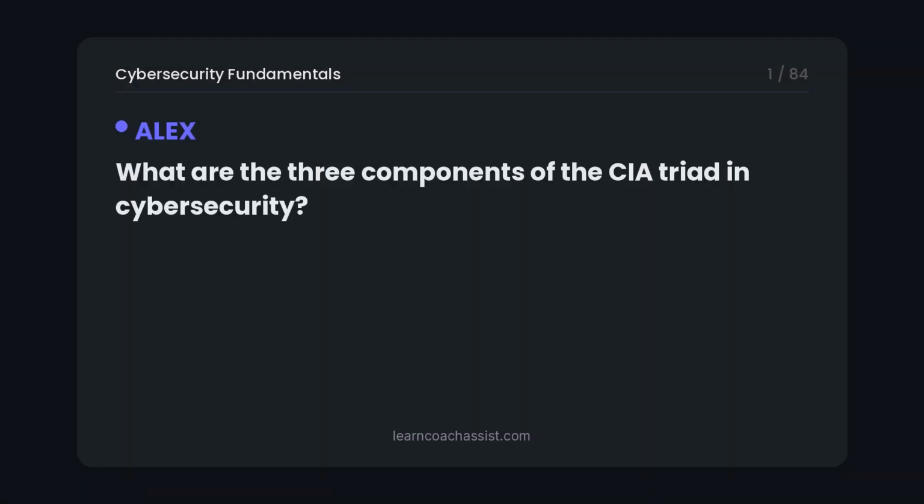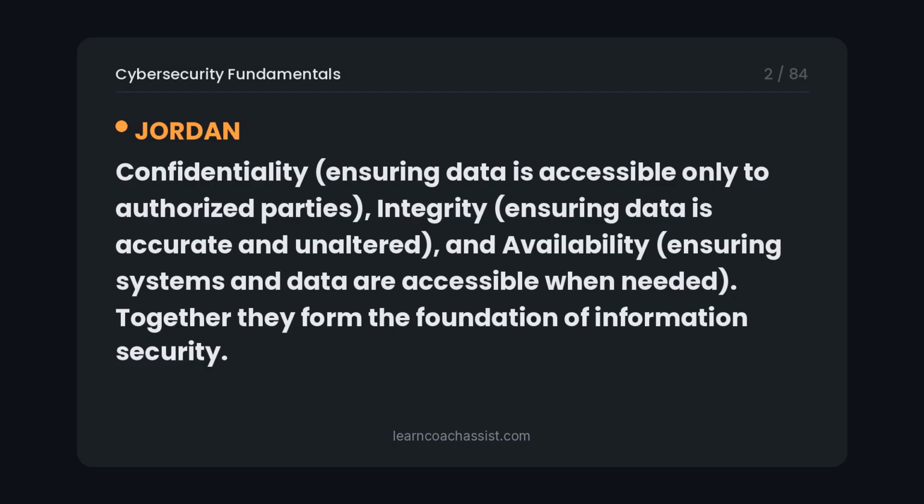What are the three components of the CIA triad in cybersecurity? Confidentiality, ensuring data is accessible only to authorized parties; integrity, ensuring data is accurate and unaltered; and availability, ensuring systems and data are accessible when needed. Together they form the foundation of information security.